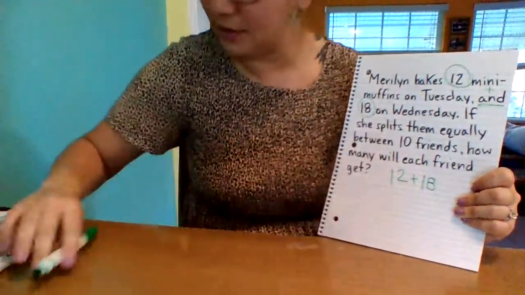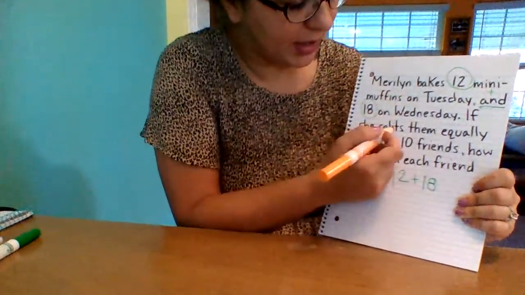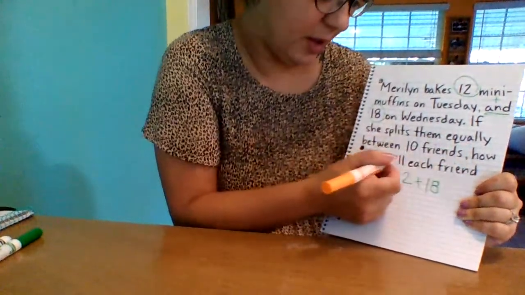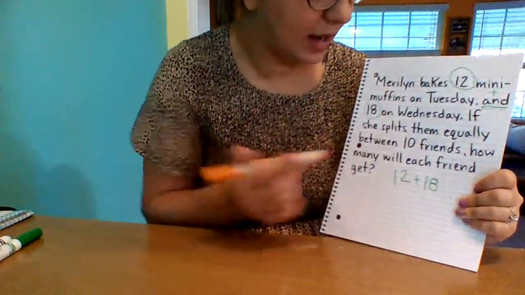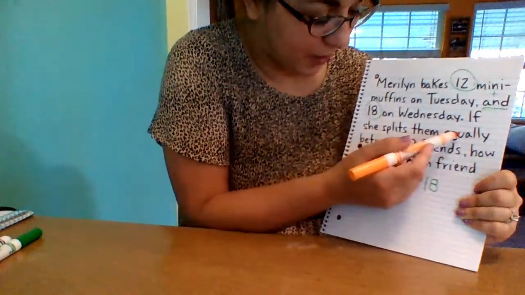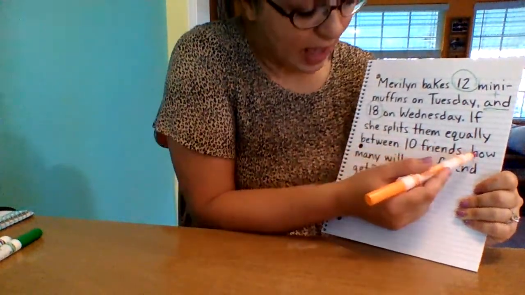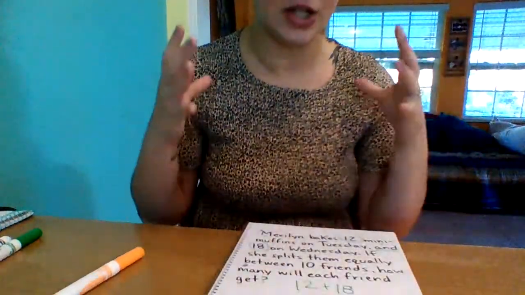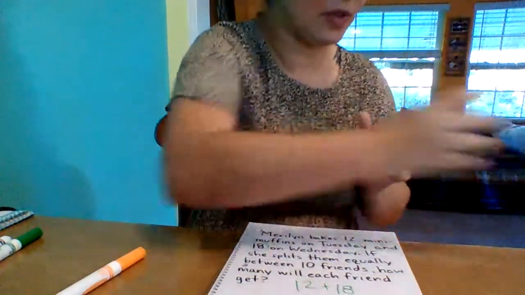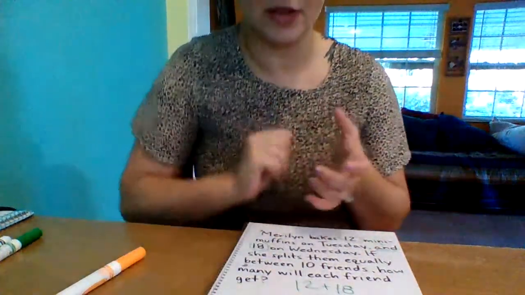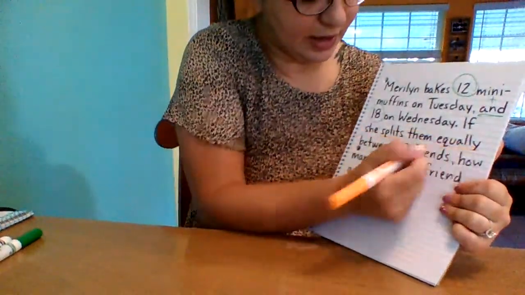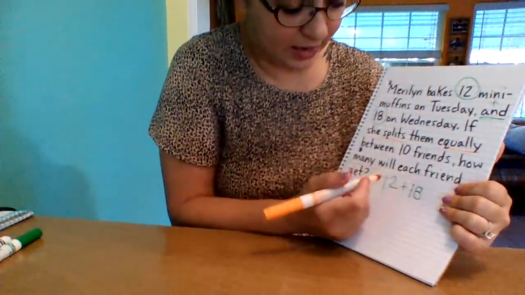And then it says, if she splits them equally between 10 friends, how many will each friend get? Let's read that again. If she splits them equally between 10 friends, how many will each friend get? So she's taking her muffins and she's splitting them equally. Some for this person, some for this person, some for this person. Do you know what she's doing? She's dividing, right?